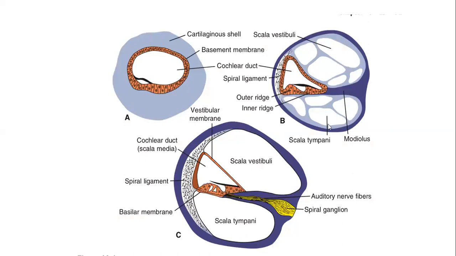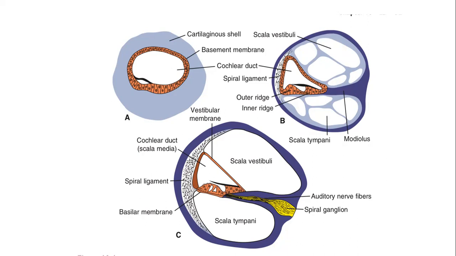The mesenchyme is surrounding the cochlear duct. This is the cochlear duct, and it is surrounded by mesenchymal cells. Soon they will differentiate into cartilage. In the 10th week of development, this cartilage shell undergoes vacuolization, and the two perilymphatic spaces, the scala vestibuli and the scala tympani, are formed.